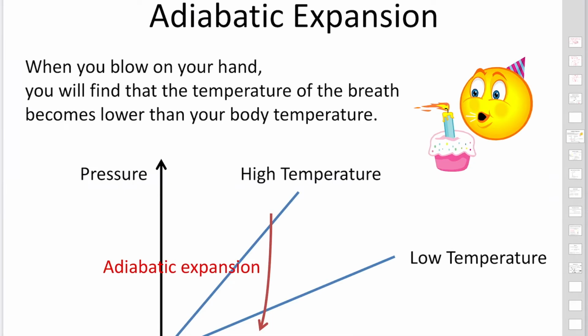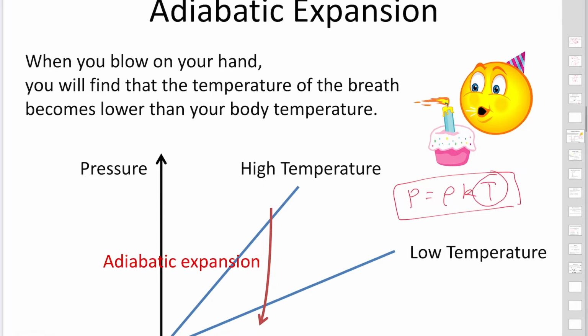When you blow on your hand, you will find the temperature of your breath is lower than your body temperature, because the pressure is lowered. This is the equation of state. A higher temperature gives a higher slope. At low temperatures there is a lower slope, because T corresponds to the slope.